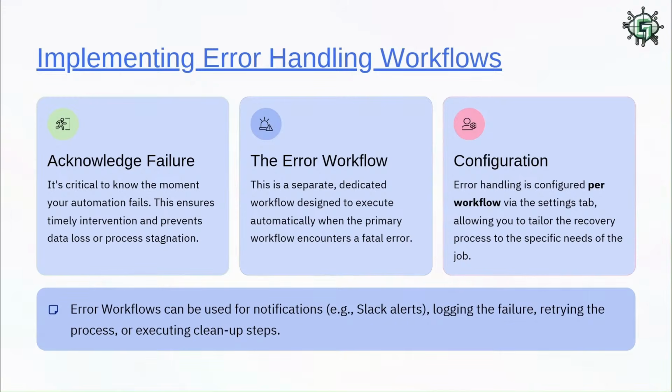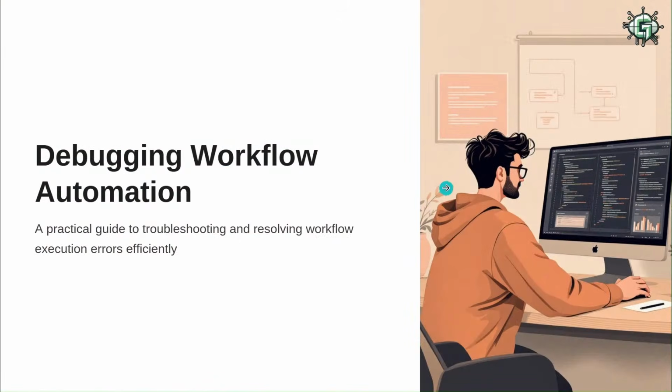But even with error handling in place, we still need to understand and fix what causes the problem, and that's where debugging comes into play. Debugging is about understanding how and where the error is. In the automation, we are able to trace through the whole node, but debugging is totally about understanding the error. Troubleshooting: a practical guide to troubleshooting and resolving workflow execution errors efficiently.